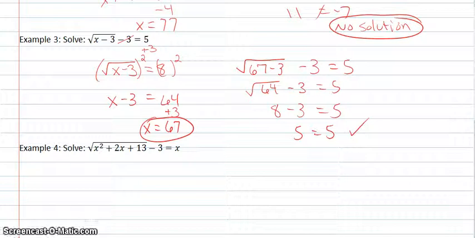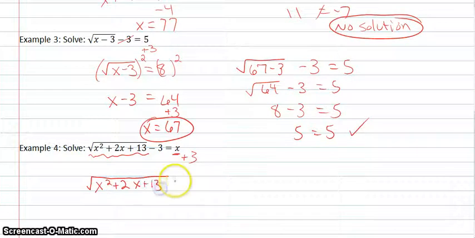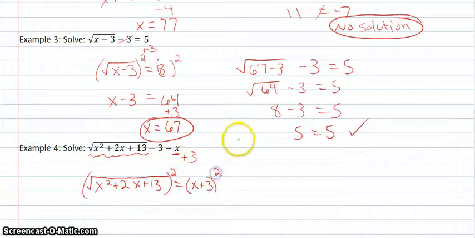Alright, let's look at the next problem, example 4. So again, we have a really long radical this time, but we still follow the same process. So I'm going to add 3 to the other side, and you'll notice this time we have an x over here, so that makes things just slightly more complicated. So I'm going to have the square root of x squared plus 2x plus 13 equals x plus 3. Now that I have my radical all by itself, I'm going to square both sides.